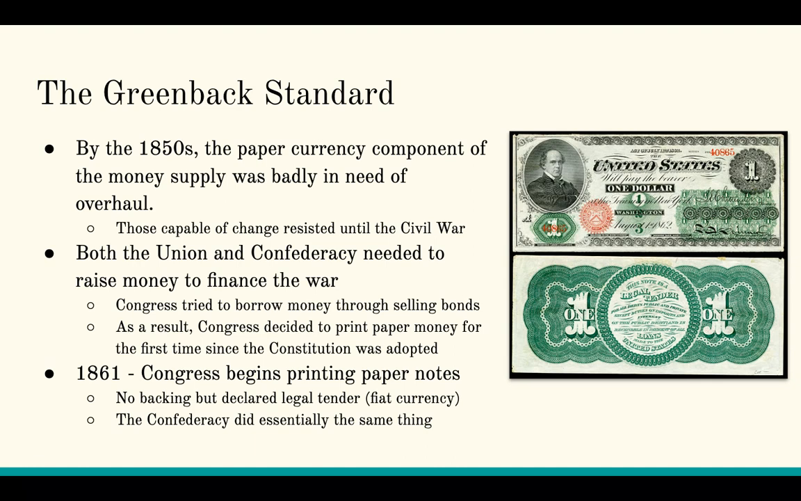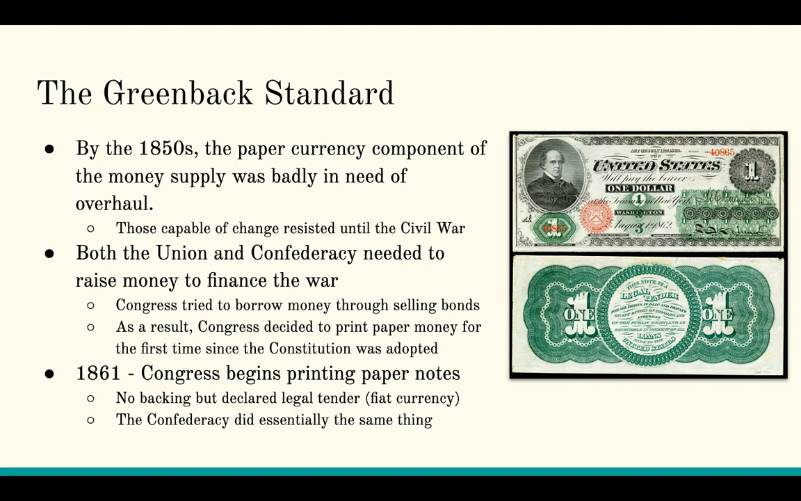So when the Civil War erupted, both the Union and the Confederacy needed to raise enormous sums of money to finance the war. Congress tried to borrow money by selling bonds, but this did not raise as much money as the federal government needed. So as a result, Congress decided to print paper currency for the first time since the Constitution was adopted.